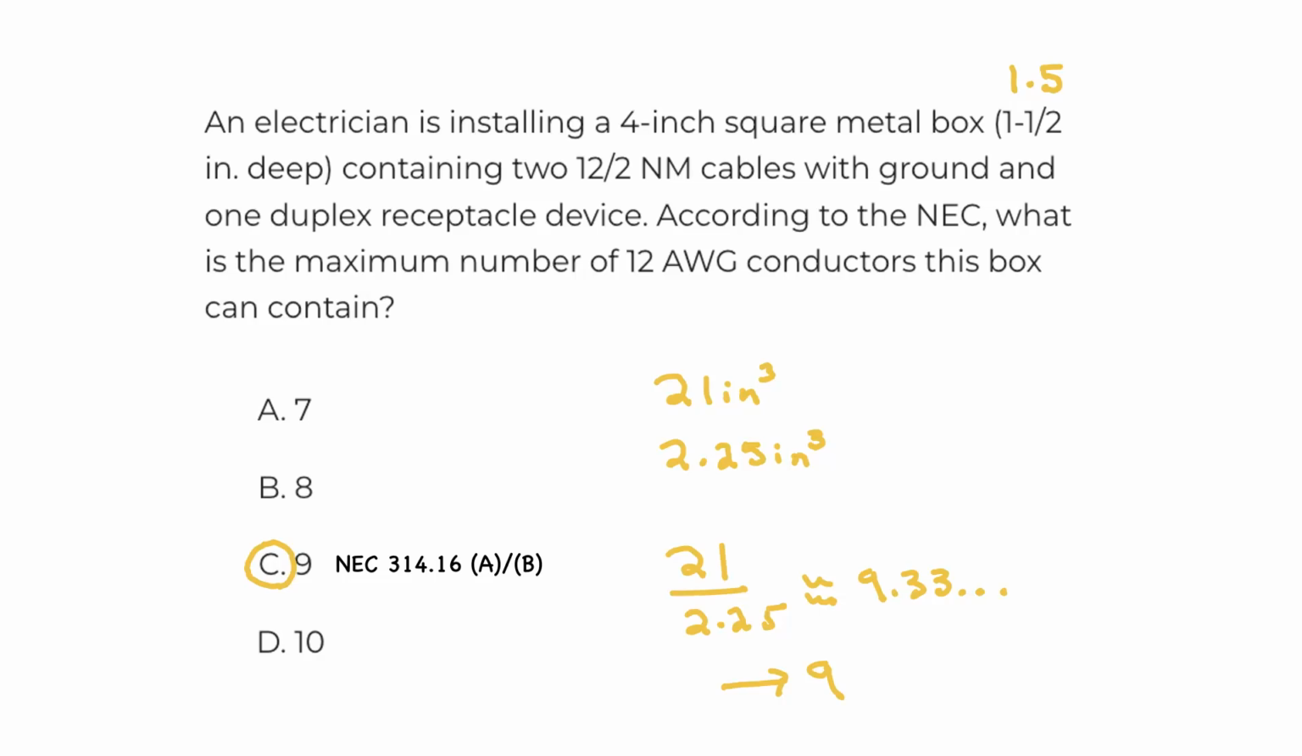However, you might be wondering, what about the actual contents of the box? Well, the problem is asking for the box's maximum 12-gauge capacity. So if you were to instead account for the actual installation, you would indeed deduct allowances. But the question, again, is asking for the box's maximum capacity, not to account for the real installation. So the maximum capacity is 9, and the answer is therefore C.